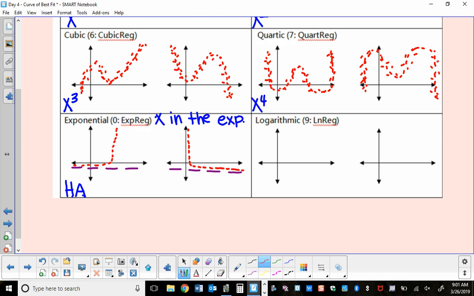And for logarithmic, I know it's going to be log because it either says the word log or it has ln for natural log. And I have a vertical asymptote. So that's my asymptote. And my data set will look something like this. Those are my options.